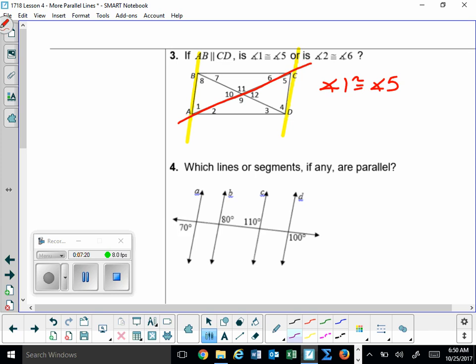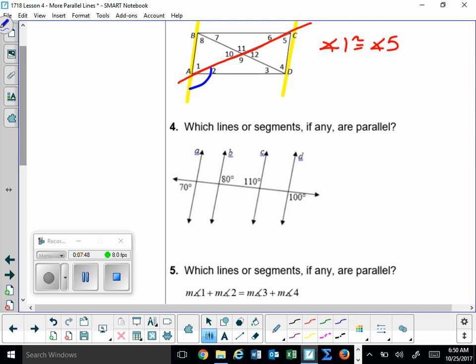Let's check 2 and 6. 2 and 6 appear at first glance to be alternate interior, but look at this. You have to go from the transversal to the parallel line, and this line AD is cutting me off at some random point. So I can't say that 2 and 6 are congruent. They're not actually alternate interior angles. That's a tricky kind of question to be asking.